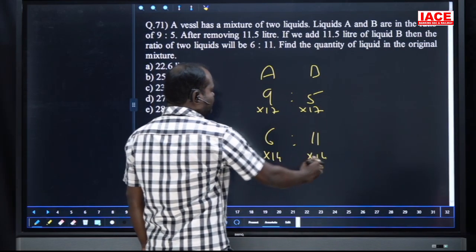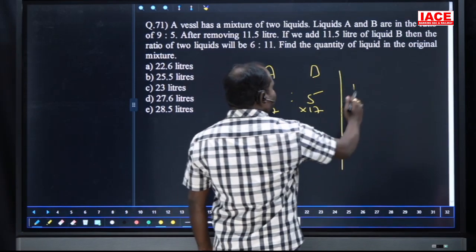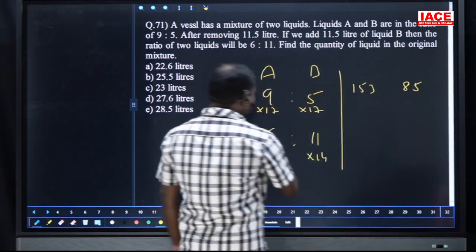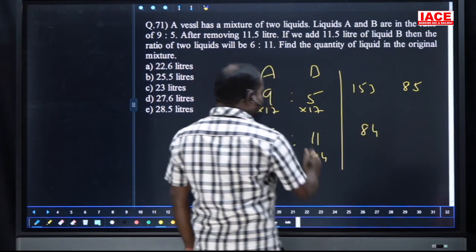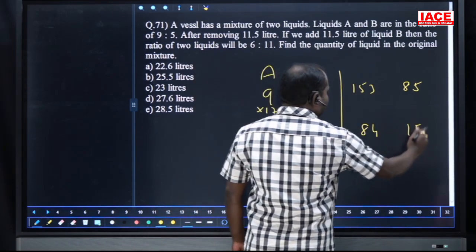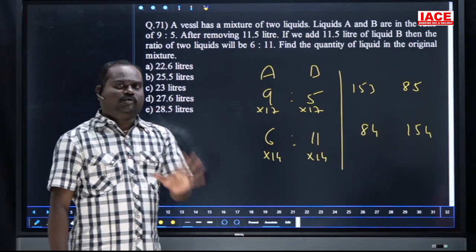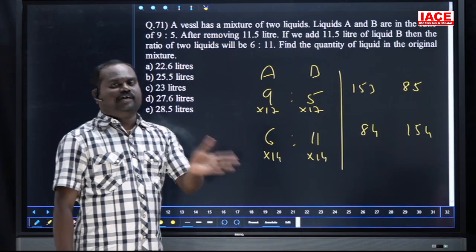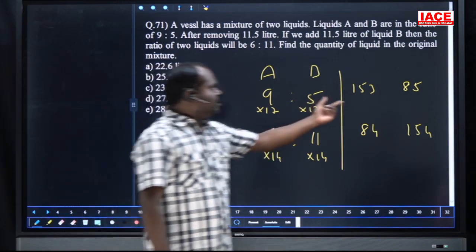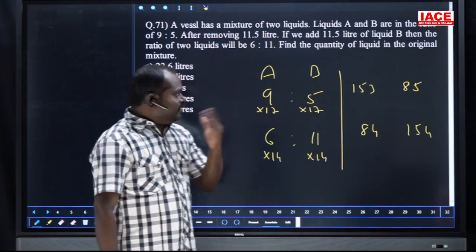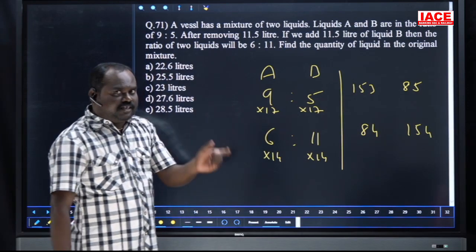14 times 17 nines is 153, and 5 times 17 is 85. The second ratio: 84 and 154. We make the parts equal because the overall quantity does not change; overall quantity stays the same when 11.5 is removed and 11.5 is added. But now, while removing, the mixture is removed.